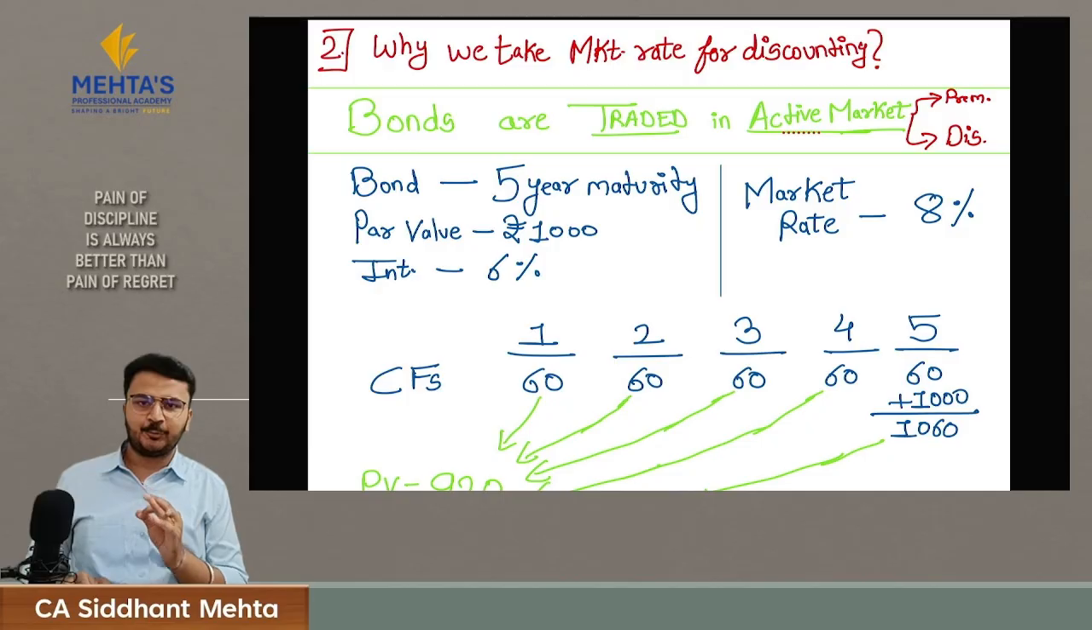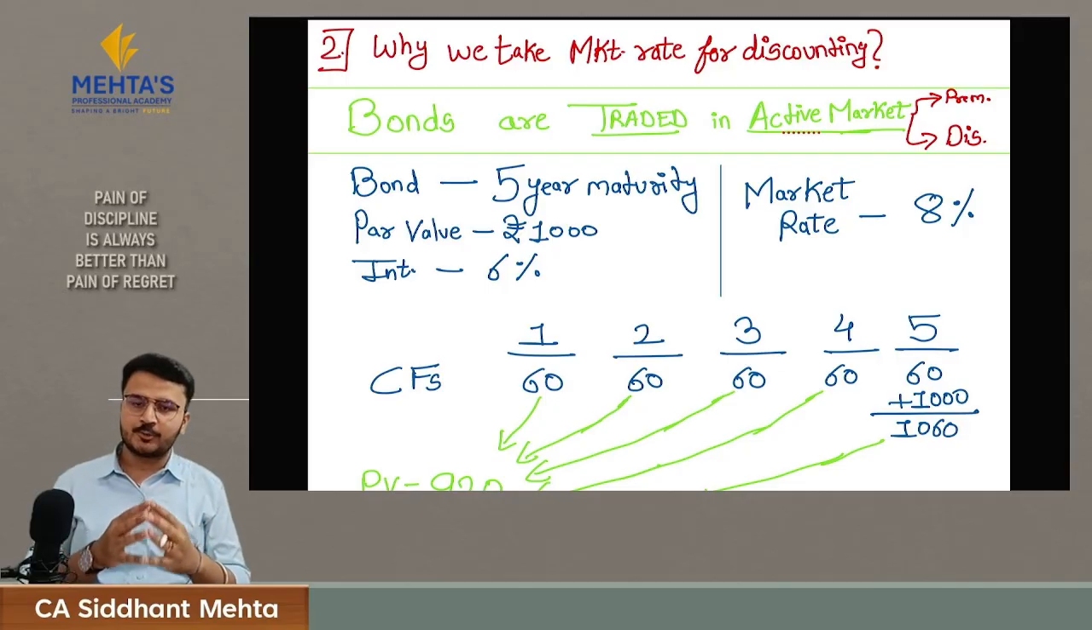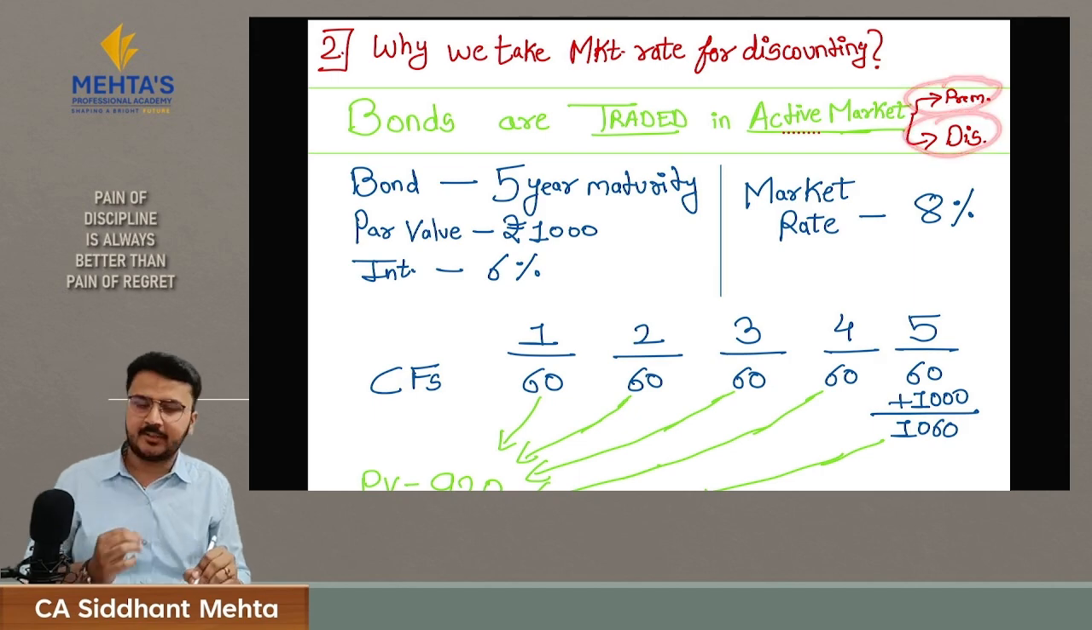Let me explain it to you with the help of this example. Why do we take market rate for discounting? Like I said earlier, your bonds are also traded in an active market. Either it can be traded at premium or it can be traded at discount.